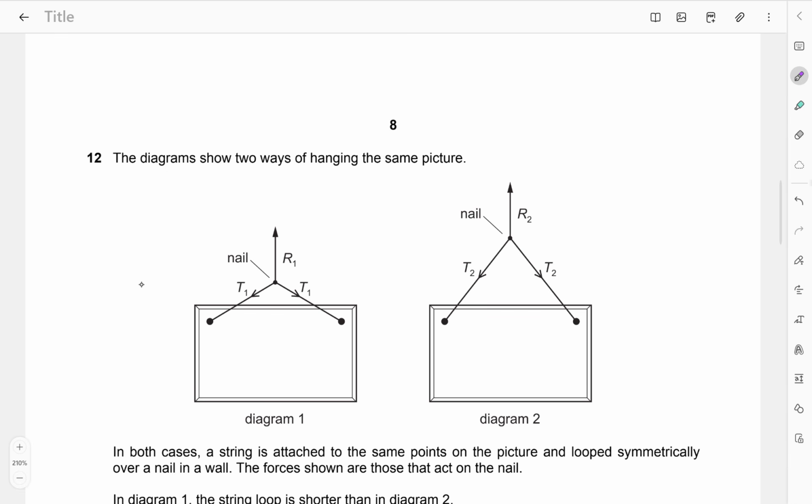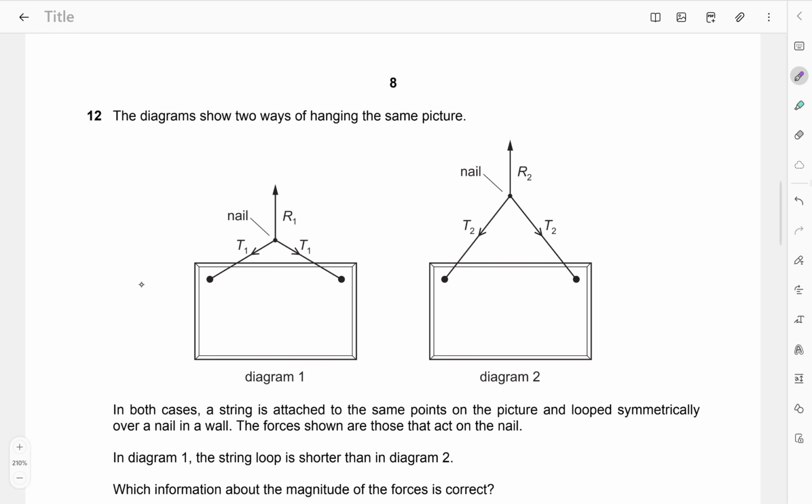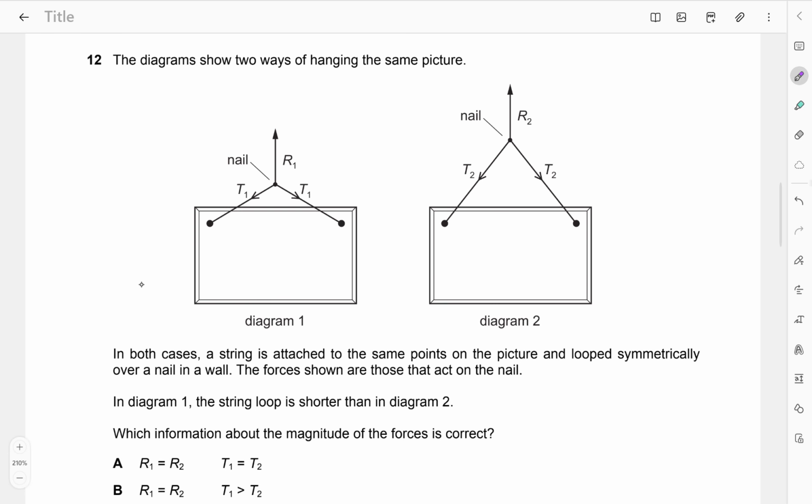The diagrams show two ways of hanging the same picture. In both cases, a string is attached to the same points on the picture and looped symmetrically over a nail in a wall. The forces shown are those that act on the nail. In diagram 1, the string loop is shorter than in diagram 2. Which information about the magnitude of the forces is correct?